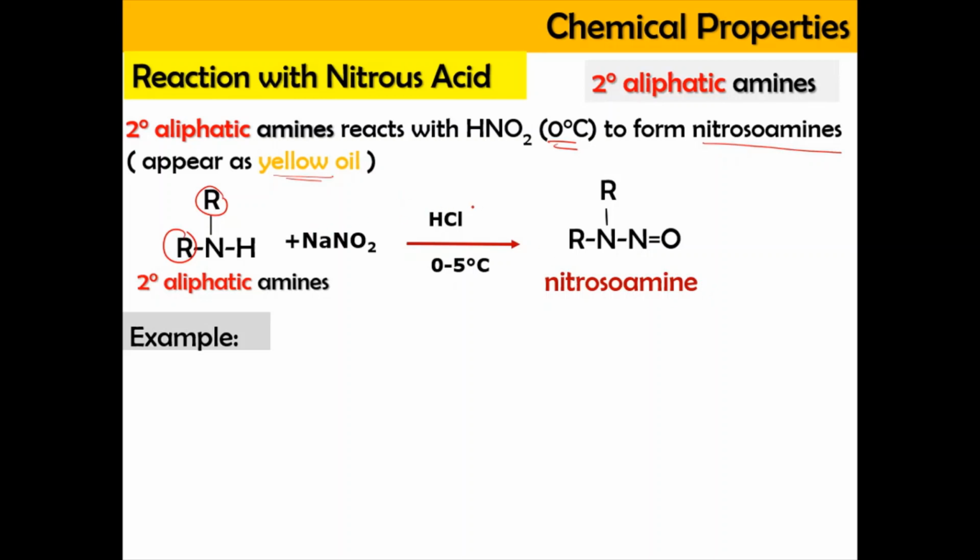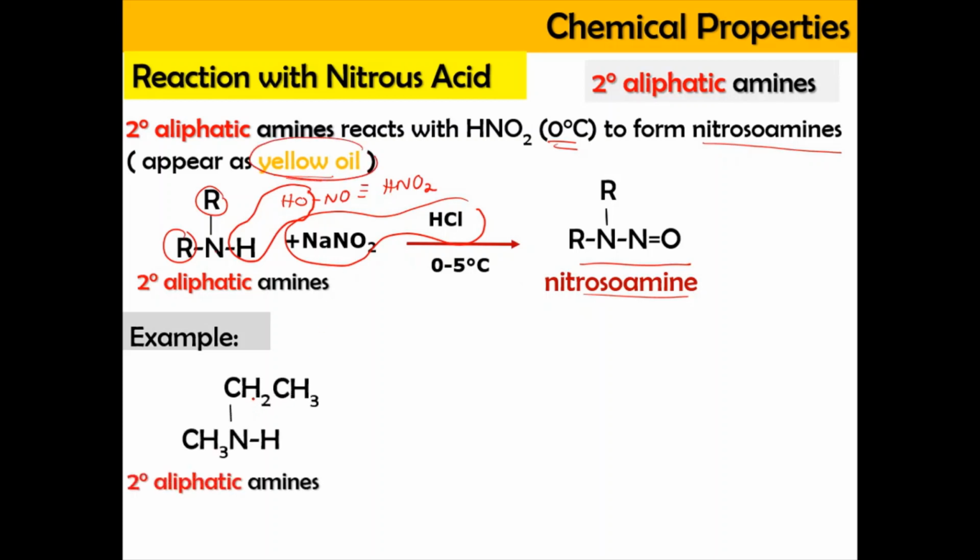Okay, so as you know, this combination here is going to produce HNO2, right? So the HNO2 can also be written as HONO: one hydrogen, one nitrogen, two oxygen. This hydrogen here can be removed, and then N is going to form a bond with NO in order to produce nitrosamine. Maybe you can visualize it better when you write it this way. And this nitrosamine is going to appear as a yellow oil.